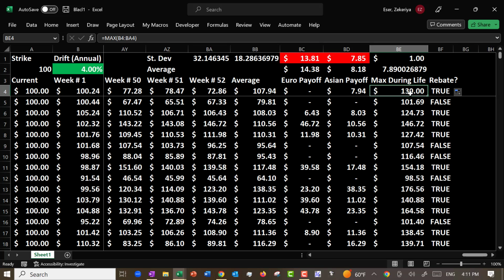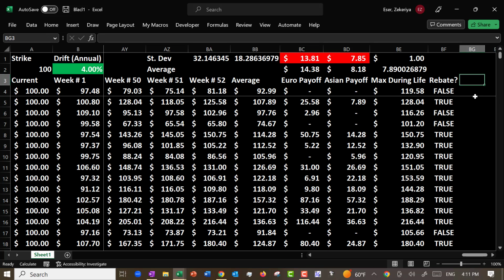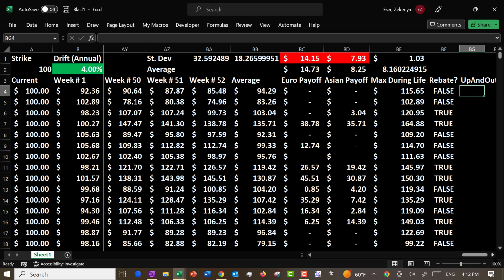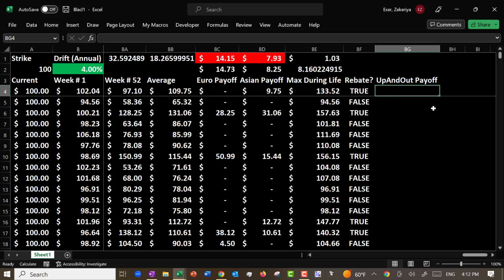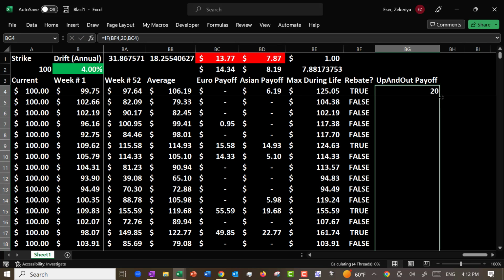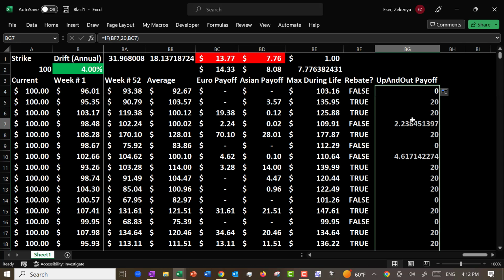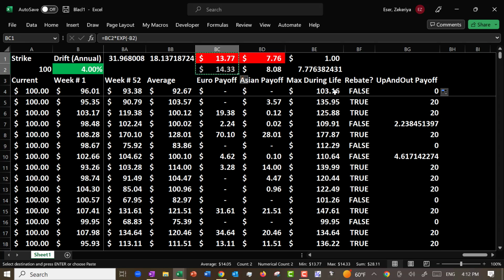Price reached 139, there'll be a rebate. No rebate, and so on. So, upon our payoff, and I do something that I normally recommend not to do. I'm going to hard code stuff. If rebate 20, otherwise the euro payoff. It's okay.